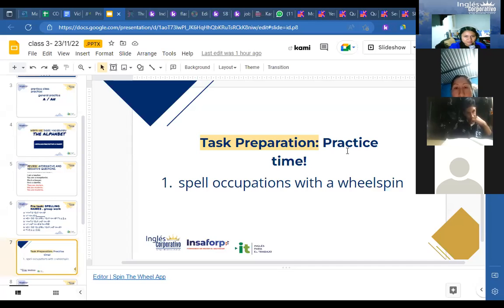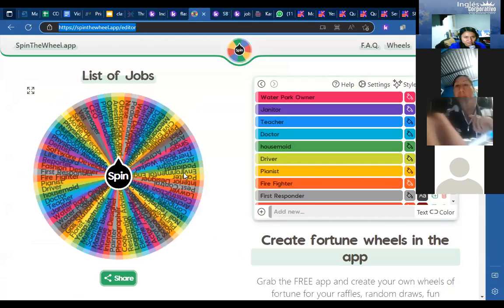This is the activity. Practice time. Spell occupations with a wheel spin. This is the wheel spin.